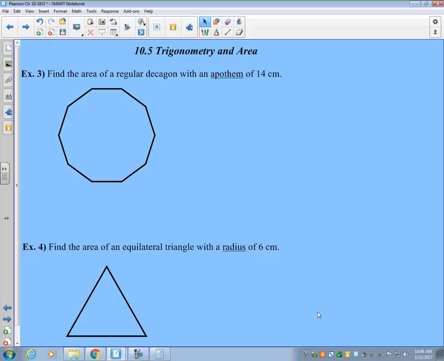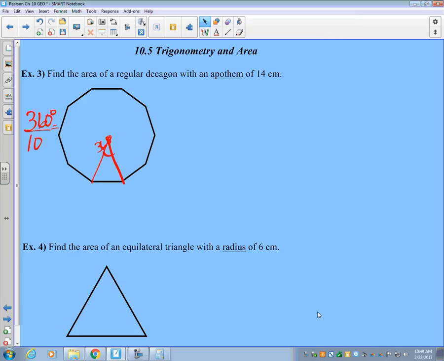Okay, so we got two more. So we want to find the area of a regular decagon. So think about this. How many years are in a decade? 10. So a decagon has 10 sides. The DEC means 10. So we're going to take 360. This is an easy calculation. Divide it by 10. Our central angle is 36 degrees.